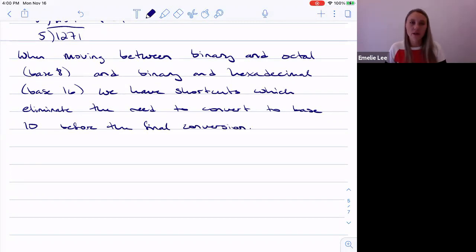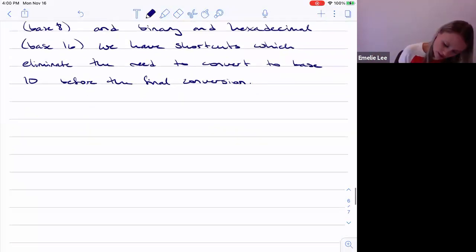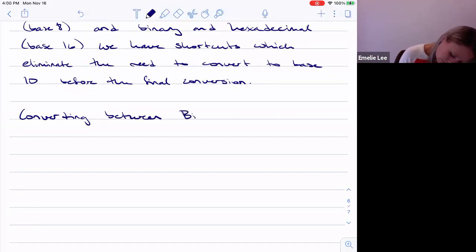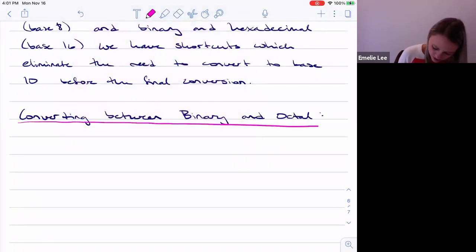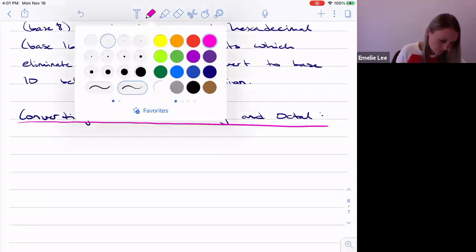And what you'll find is that they have pretty well the same layout. They follow the same idea and the same structure. So we'll start with moving between binary and octal, back and forth. So here, converting between binary and octal. And I'll underline it so that we have it if you're scrolling through.